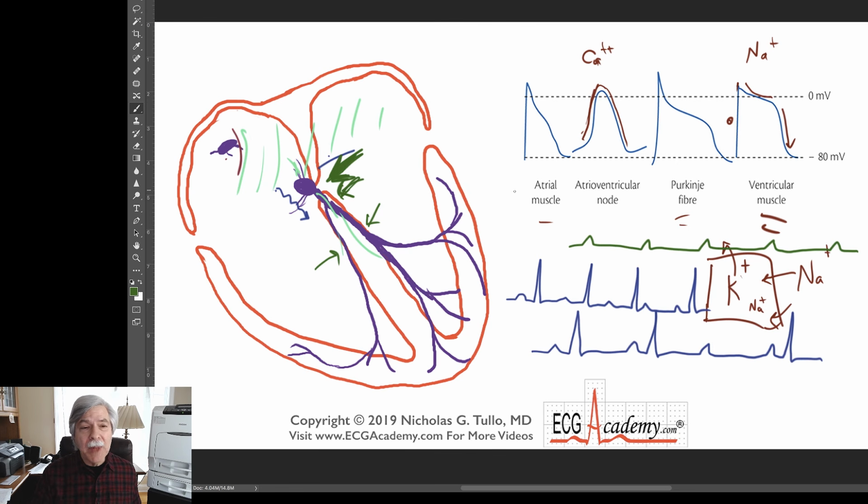How are you going to figure out the level of the block? Well, type 1 suggests that the level of the block is in the AV node, or intranodal, or suprahisian. That's another way of putting it. And so it's not as serious as block below the AV node. One of the clues is that if you have block below the AV node, if you have serious trifascicular conduction system disease, often you'll see a wider QRS complex. You'll have bundle branch blocks. That gives you a clue that you're dealing with disease below the AV node.